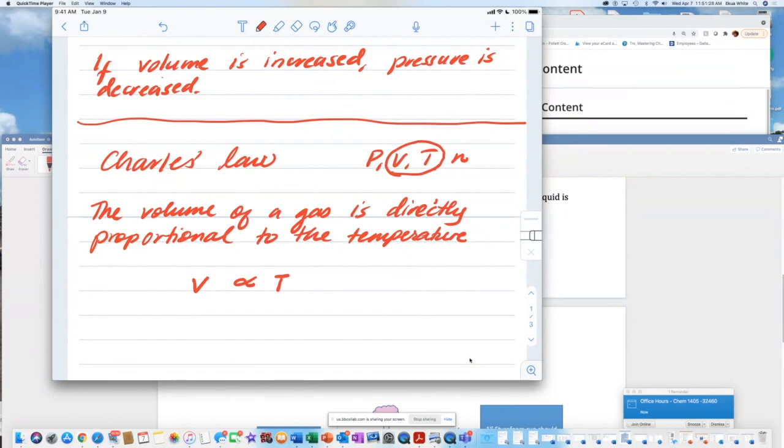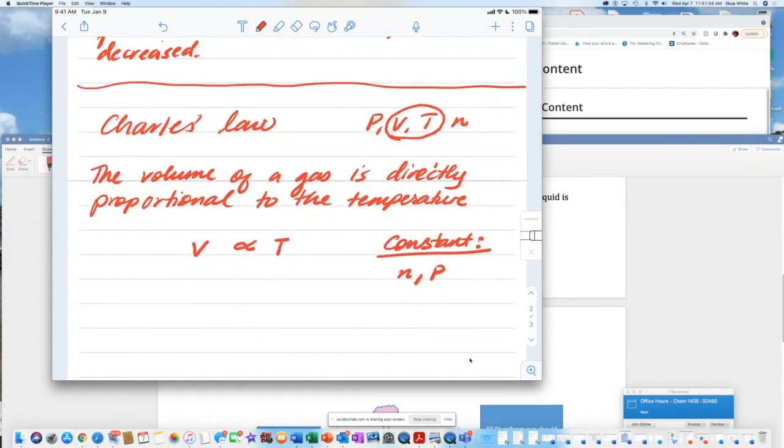But remember, since we're trying to figure out how these two measurements or characteristics influence each other, we want to keep the other two out of the way. So we don't want the number of moles or pressure to interfere with this observation we're trying to make. So we keep number of moles and pressure constant, not changing, not influencing our results. What is the implication of this observation or this relationship?